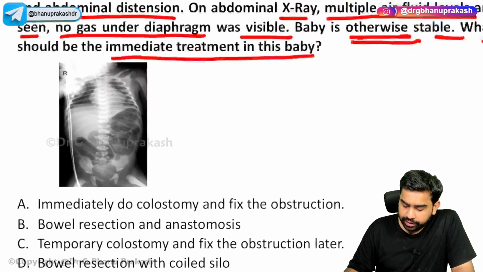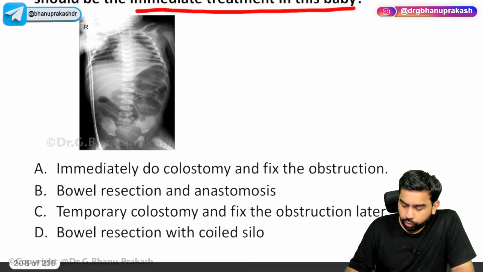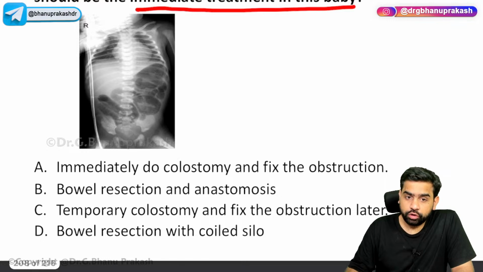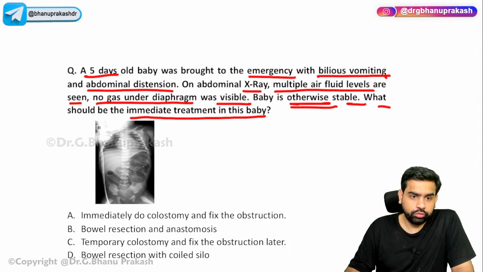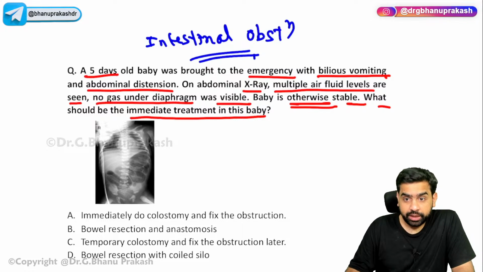The options are: immediately do a colostomy and fix the obstruction, bowel resection and anastomosis, temporary colostomy and fix the obstruction later, and bowel resection with a coiled silo. First of all, let me know what the diagnosis is over here. The diagnosis is an intestinal obstruction. That's fine, that's great.